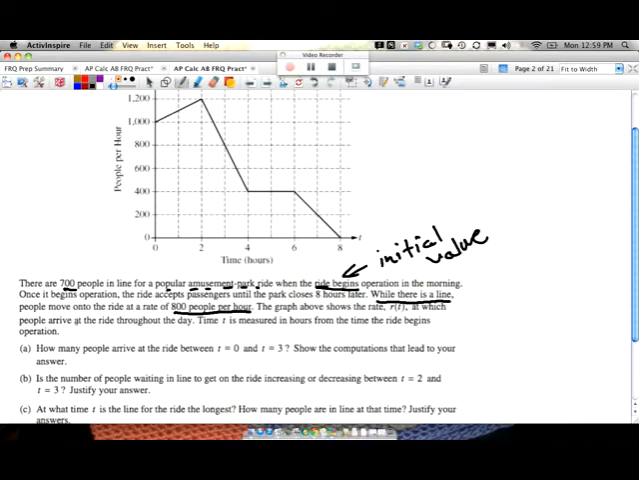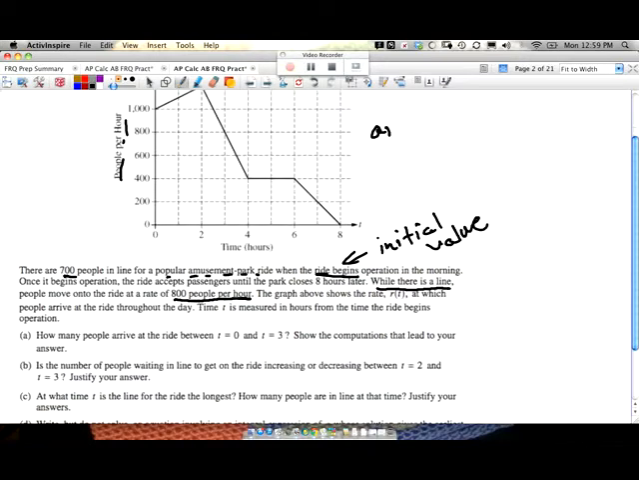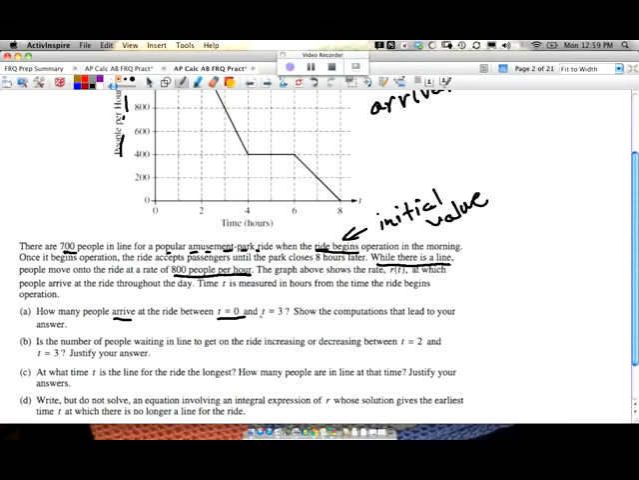The graph above shows the rate R of t at which people arrive at the ride throughout the day. Time t is measured in hours from the time the ride begins operation. Okay, so this is a rate, people per hour. That's people arriving. This is the arrivals. How many people arrive at the ride between t equals 0 and t equals 3? So that's not saying how many people are there total or how many people go and leave. It's just how many people arrive.